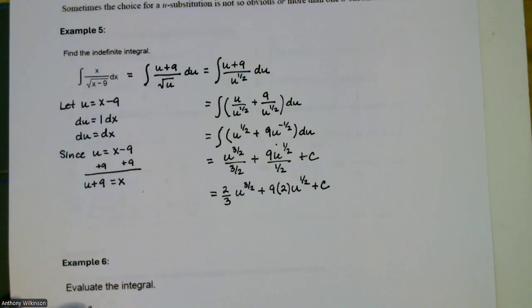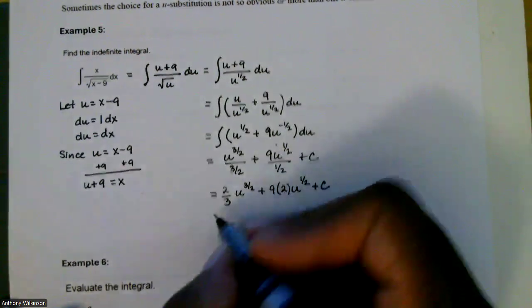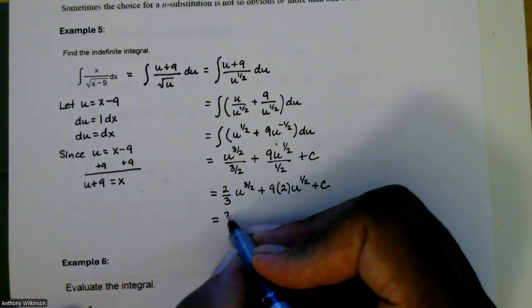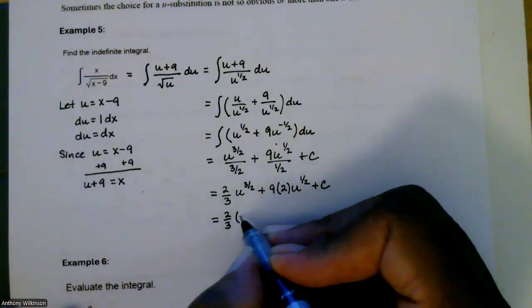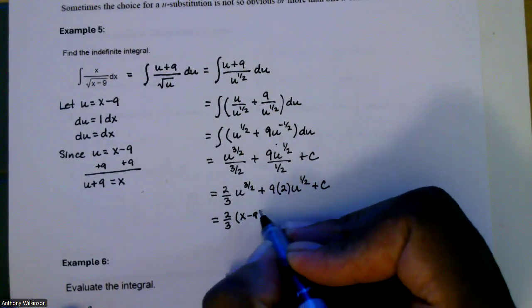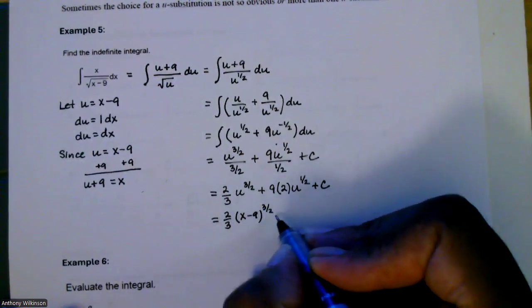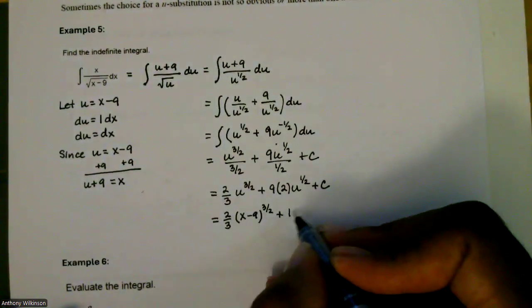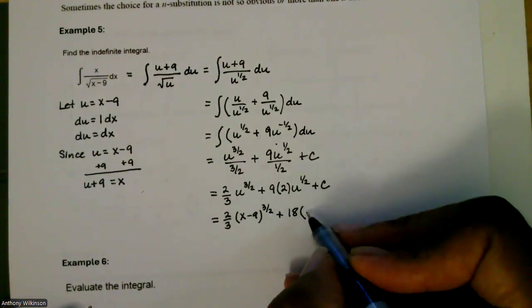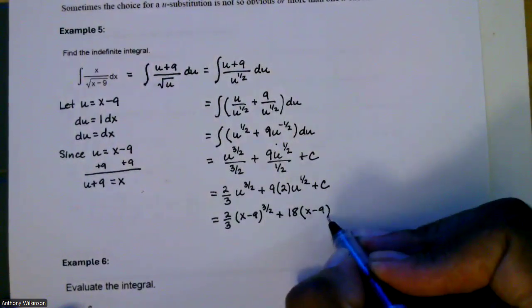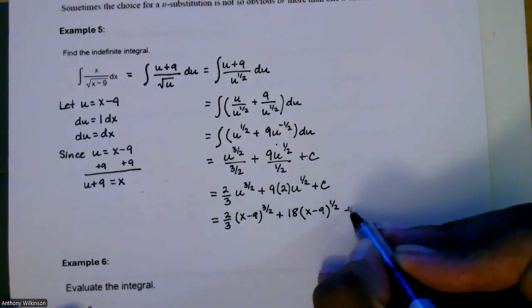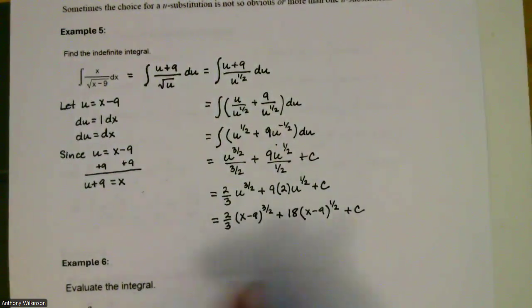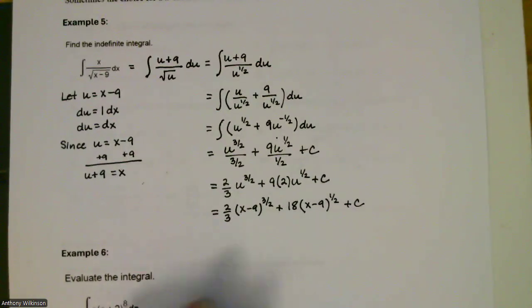Now let's simplify and do the back substitution. My u was x minus 9, so it'll be 2/3 times the quantity x minus 9 to the 3/2 plus 9 times 2, that's 18, and replace the u with that x minus 9, so it'll be x minus 9 raised to the 1/2 plus c. And I will go no further than this. So that would be the integral of x divided by the square root of x minus 9 dx.